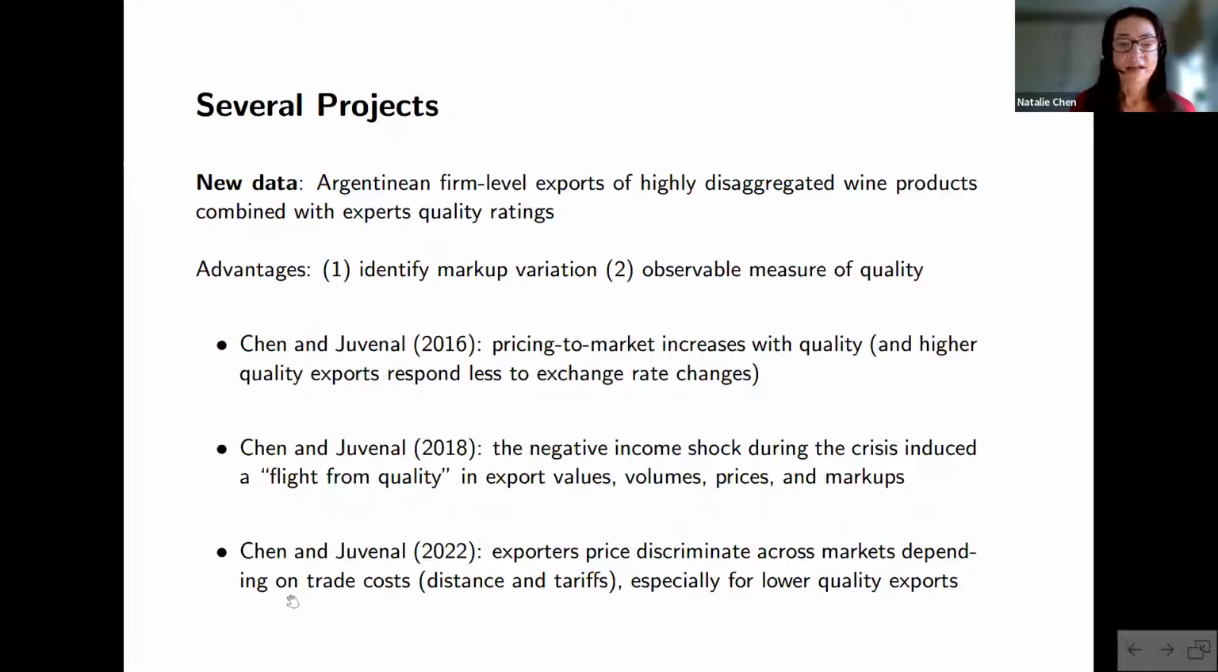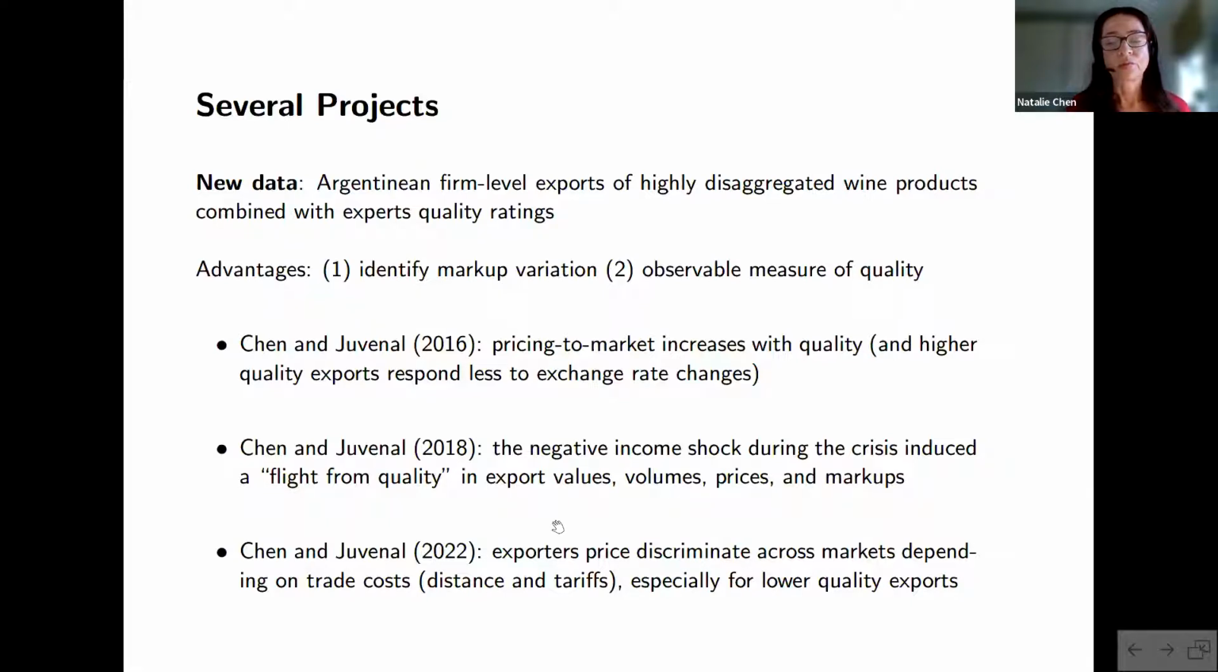And finally, in a more recent paper, the 2022 paper, what we do is to show that exporters price discriminate across markets, and therefore they vary their markups depending on trade costs, where we look at different types of trade costs such as bilateral distance and tariffs. And we find that the extent of price discrimination is actually stronger for lower quality exports.